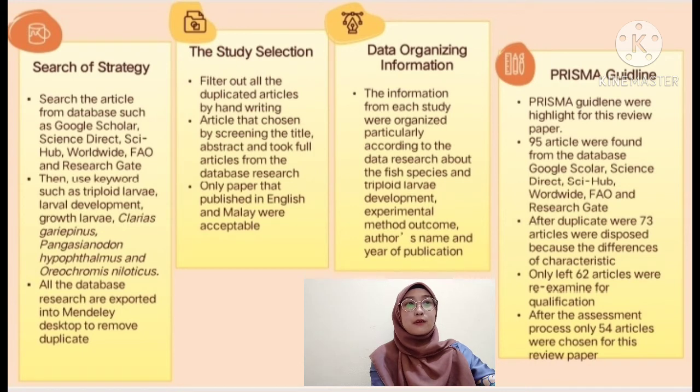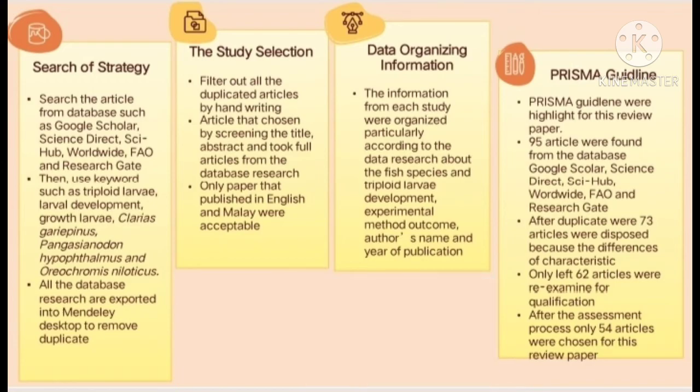95 articles were found from the database Google Scholar, ScienceDirect, Skyhawk, Worldwide, FAO, and ResearchGate. After duplicate, there were 73 articles were disposed because the differences of characteristics. Then only left 62 articles were re-examined for qualification. After the assessment process, only 54 articles were chosen for this review paper.